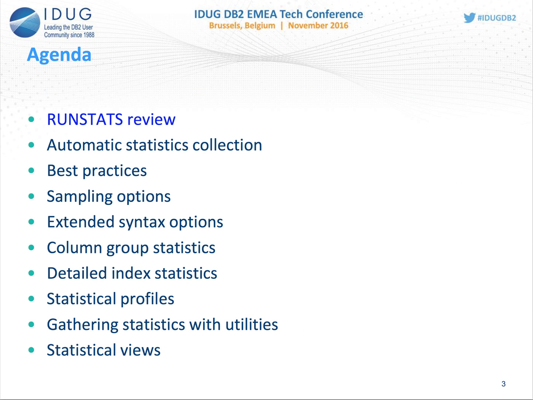And this is the overall agenda. We're going to do a quick review of RUNSTATS and talk about automatic stats collection. I always recommend let DB2 collect the stats for you, and we'll go through the details on that. There are some best practices about how to tell DB2 what stats you want to collect and when. Then we'll go through a variety of other options that DB2 RUNSTATS supports, from sampling to some extended syntax and more detailed stats like column group stats and index stats and a variety of other things. I won't run through the whole agenda right here, so let's get into the RUNSTATS review.